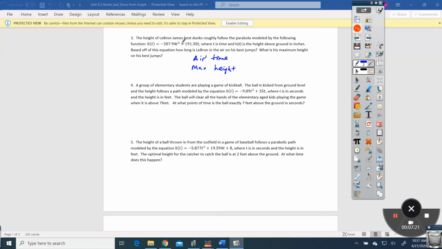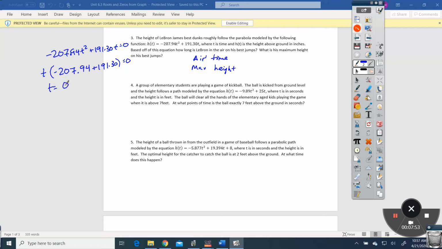Okay, so we could do this two ways. One way is we could just set this equal to 0, and that's going to give us our maximum air time. So if we did that, negative 207.94 t squared plus 191.30 t equals 0. So now I just solve this. I take a t out from each of those because they each have a t in common.